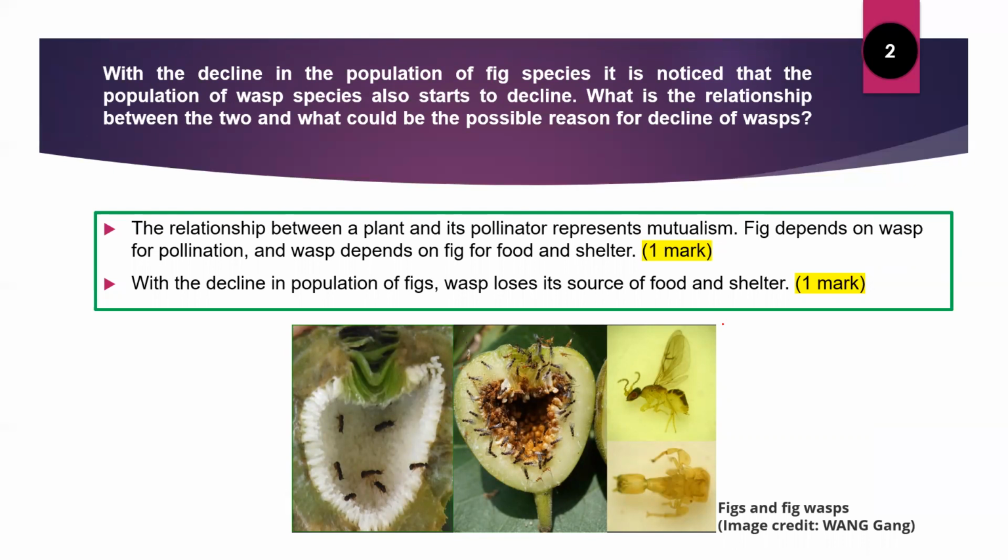So this is indicative of a mutualistic relationship. Fig depends on wasp for pollination, and wasp depends on fig for food and shelter, right? So simple, the question itself is elaborative. With the decline in population of figs, the wasp loses its source of food and shelter. That's why there is a one-to-one correspondence between the decline of the population of either species.